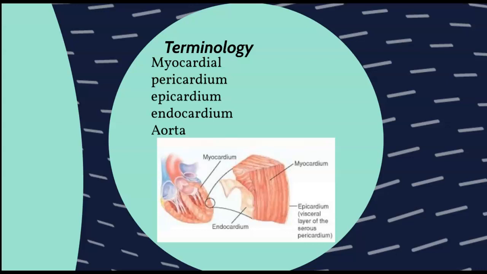Pericardium, anytime you see IUM, that is a membrane. So it is the membrane, peri surrounds, that surrounds the heart. Epicardium is the membrane, epi on top of the heart, so the membrane on top of the heart. Endocardium, membrane, endo inside, cardio heart, membrane inside the heart. And your aorta is the biggest portion of your heart that's in charge of a lot of the heart's function.